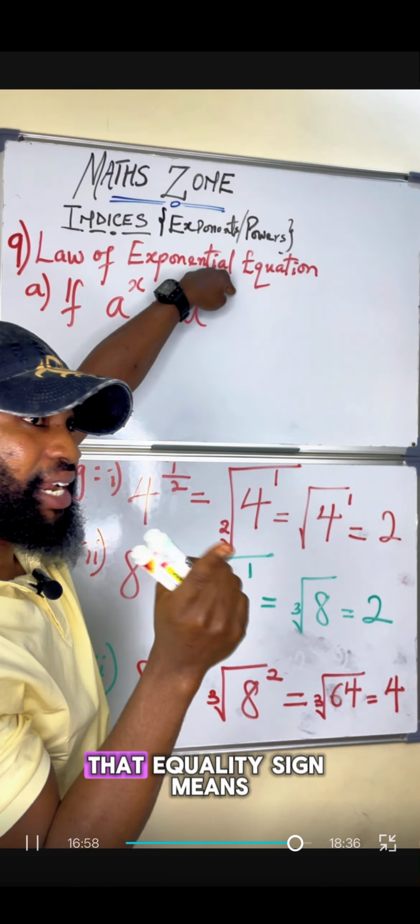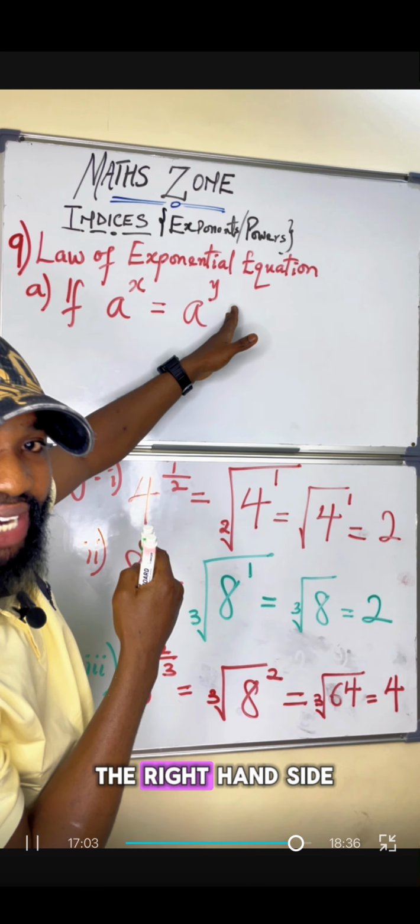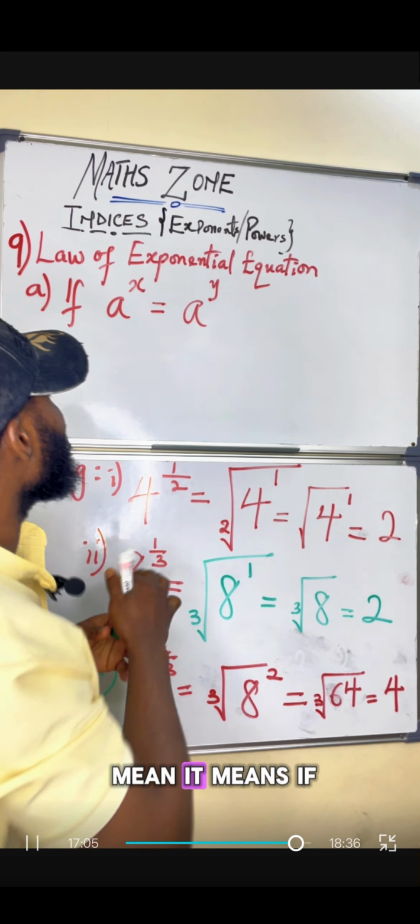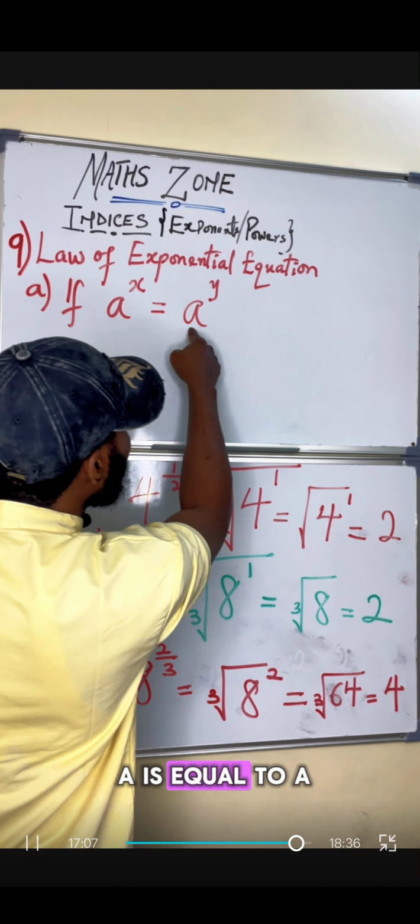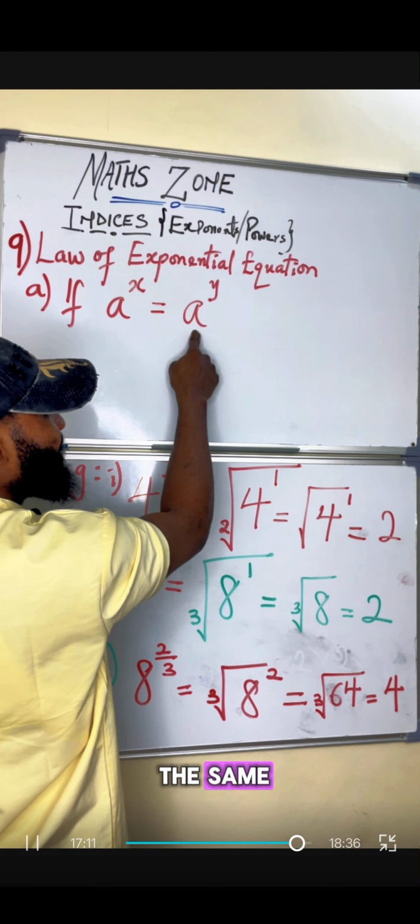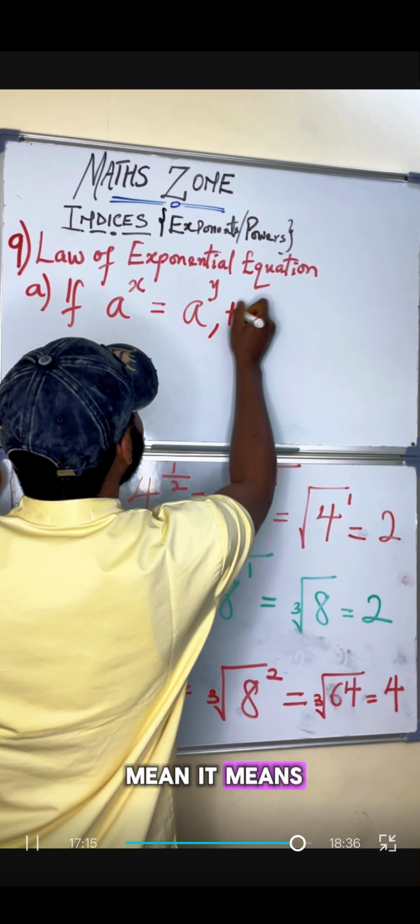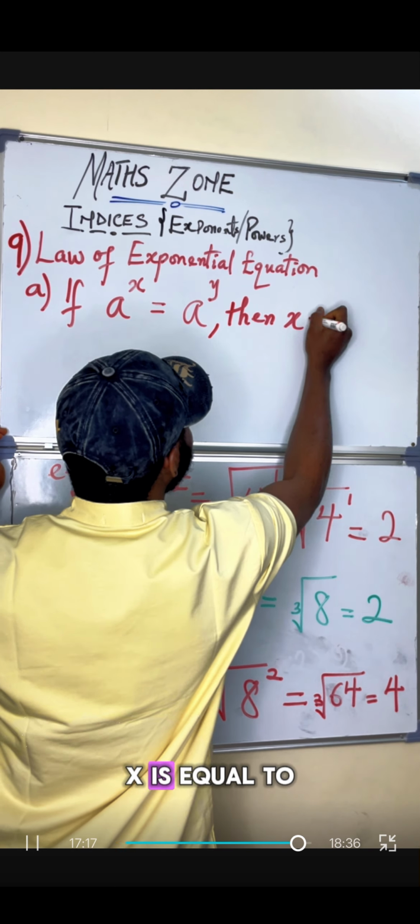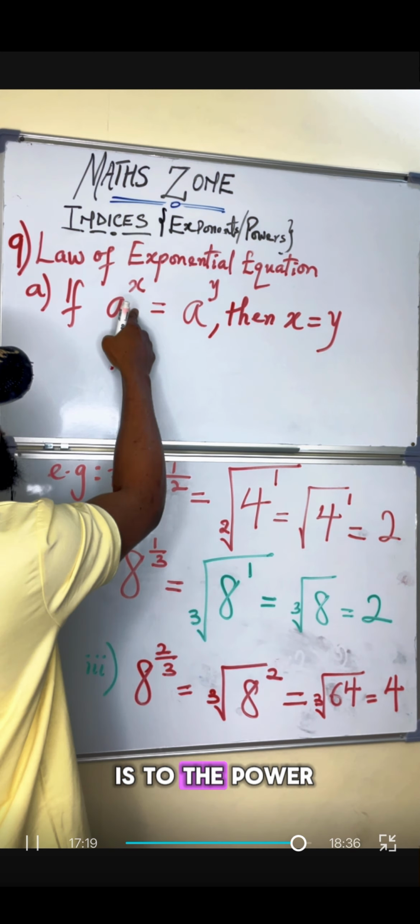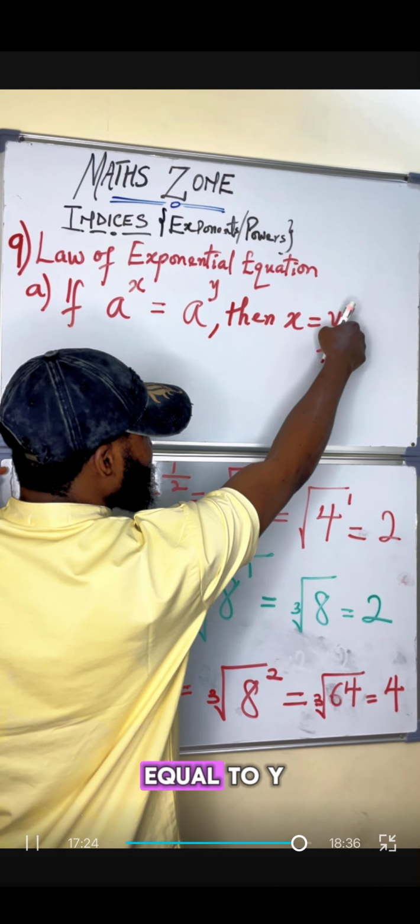But remember that equality sign means that the left hand side must be equal to the right hand side. So what does this mean? It means if A is equal to A, then X must also be equal to Y. If the bases are the same, the powers must also be the same. So what does this mean? It means X is equal to Y. So if A raised to power X equals A raised to power Y, then X must be equal to Y.